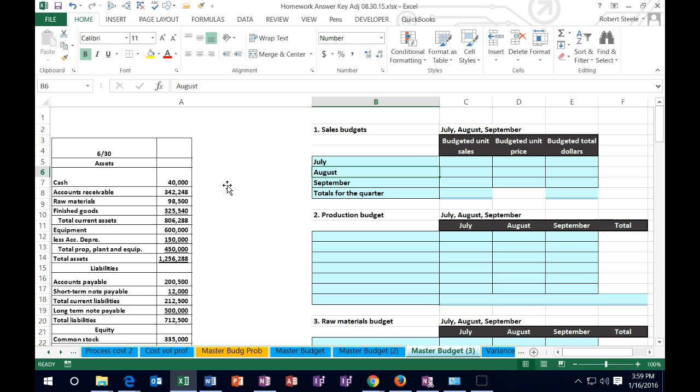Okay, so the first thing in our information is we want to know where we're at, the point in time the budget is going to be for. So we're going to be budgeting for, in this case, July, August, and September. So that'll be the third quarter.